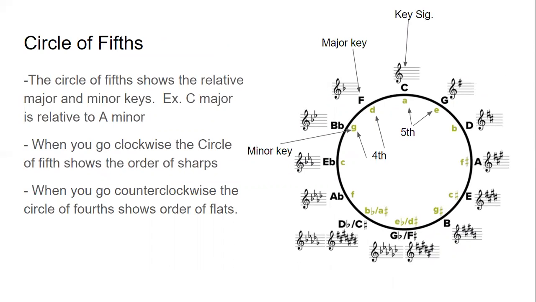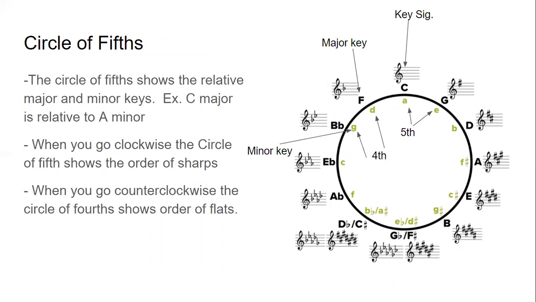So here we have the circle of fifths. The circle of fifths shows the relative major and minor keys. For example, C major is relative to A minor. When you go clockwise, the circle of fifths shows the order of sharps. When you go counterclockwise, the circle of fourths shows the order of flats.